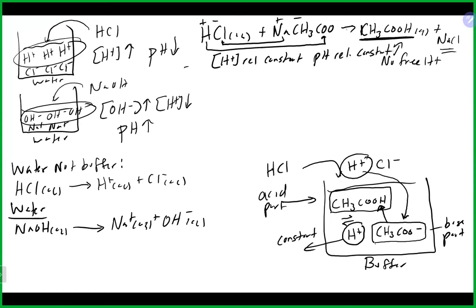So why do I say relatively constant? Because the truth is, if you stick a pH meter in there and you add acid to it, the pH will go down a little bit, but it will not go down drastically. So again, if you start out at a pH of 7, maybe it goes down to like 6.9 or something like that, but it's not going to go from 7 all the way down to 2.